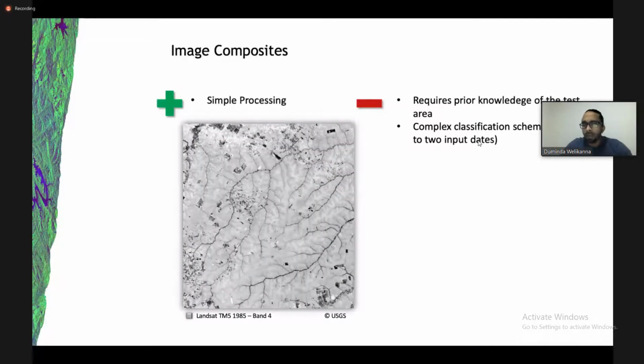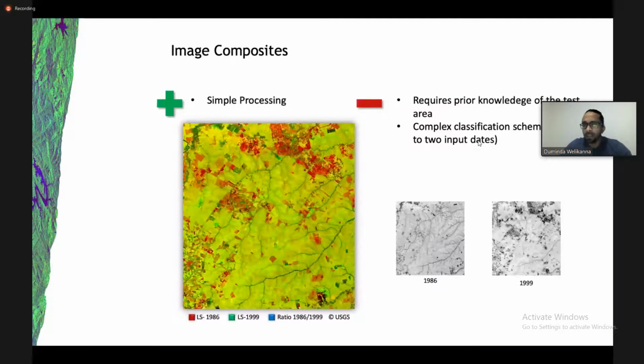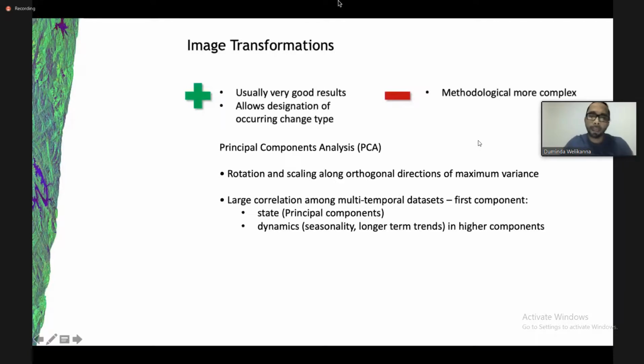And also band composition, just like using different bands together, you can detect the changes. I said composite is like false color composite or true color composite. By manipulating the bands, you can get the changes, differences, right?